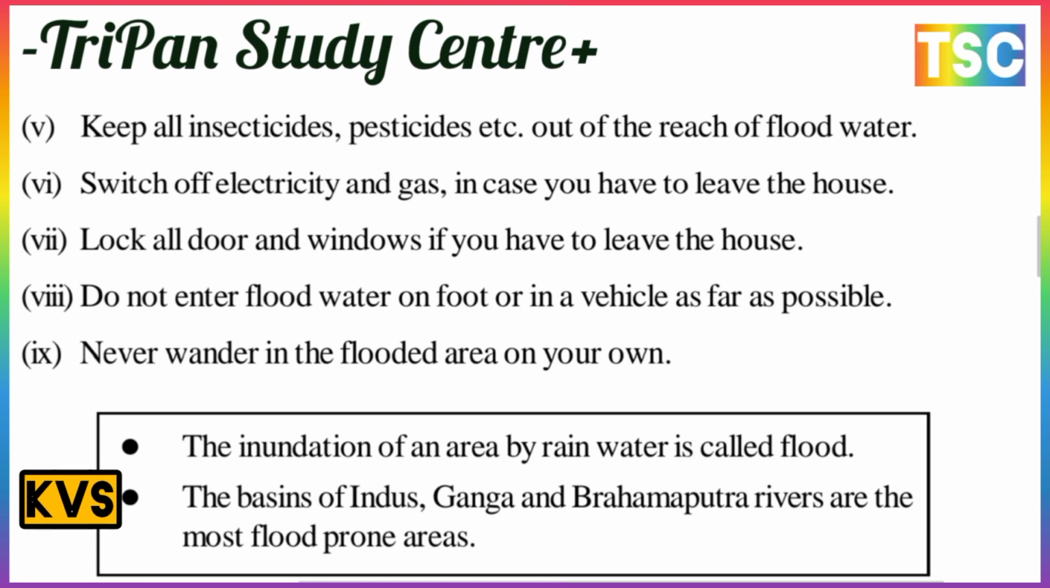This is the most important point. The inundation of an area by rainwater is called a flood. What do you mean by flood? The inundation of an area by rainwater is called a flood. The basins of the Indus, Ganga, and Brahmaputra rivers are the most flood prone areas.